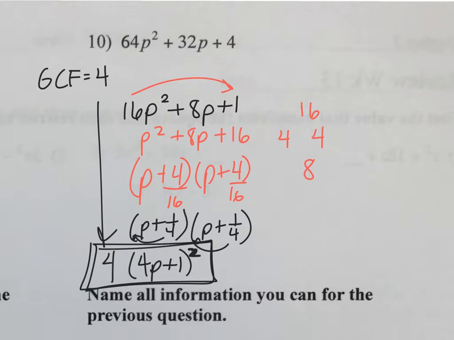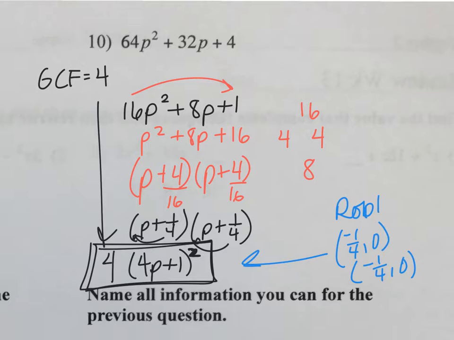And then when I go to name my roots, remember I can use the fraction. That may be a little easier. My roots are going to be negative 1/4, comma 0, and negative 1/4, comma 0. And I know it seems silly to list that twice, but we'll talk a little bit more next week about why we do that and what that really means.